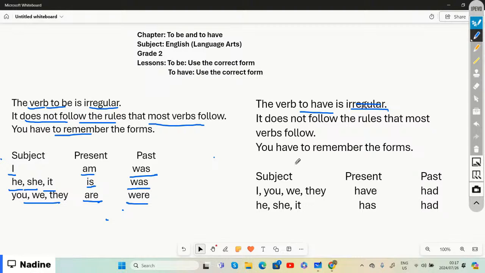So if we look at our subject, right? Just like we did with this one, we're going to look at our subjects. So we have I, you, we, they. And for I, you, we, they, we can say they have. And in the past, we say had.